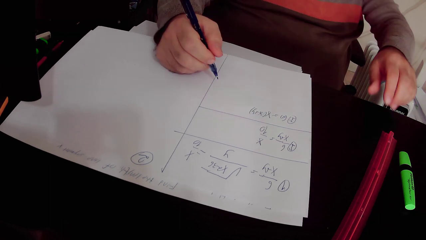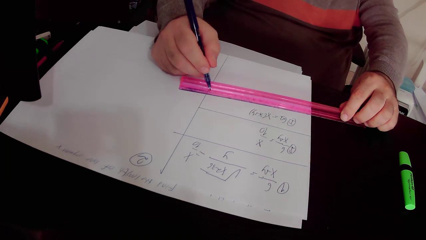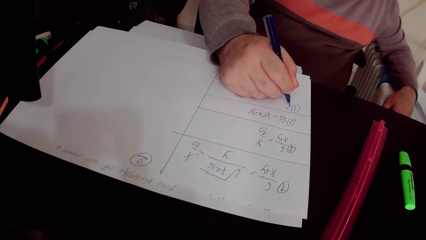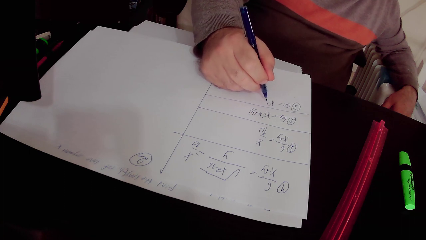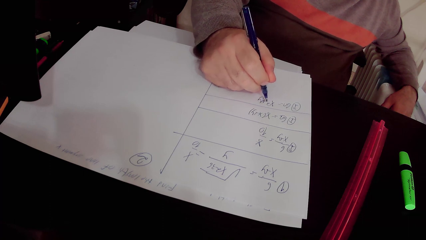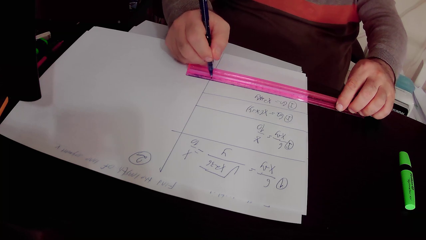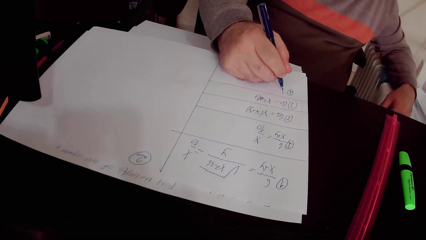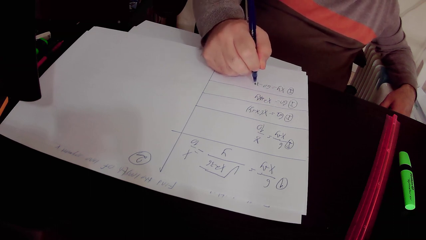We will open the brackets on this side of equation number 1, and we get that according to equation number 1, 60 equals x times x is x squared plus xy. We subtract x squared from this equation, equation number 1, and we get that according to equation number 1, xy equals 60 minus x squared.